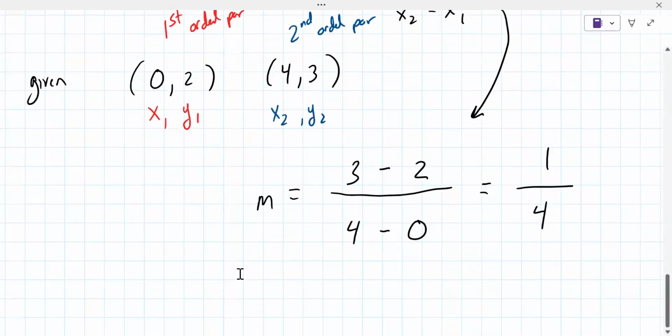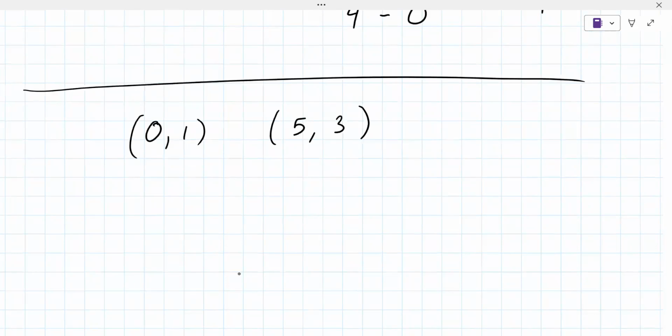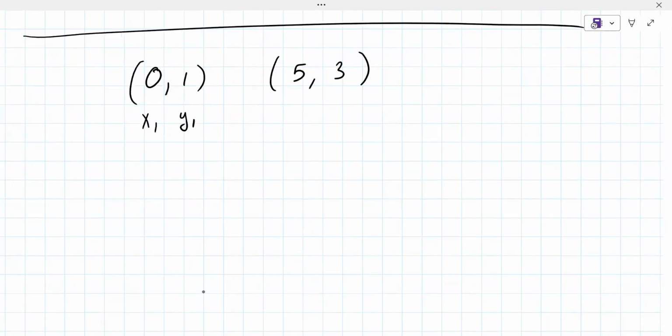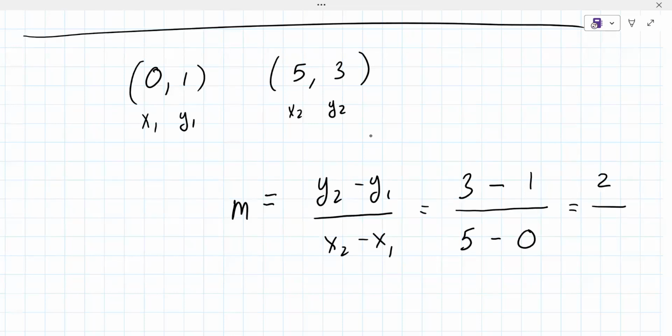So let's try another example. Let's say it's (0, 1) and (5, 3). It's very important in this example to always label x1, y1, x2, y2. And your slope is y2 minus y1 over x2 minus x1. So I want you, Riley, to tell me what number goes in the top left position. What is y2? 3. 3 minus y1. What is y1? 1. Okay. And what is x2? 5. And x1? 0. Okay. And then 3 minus 1 is 2, over 5.